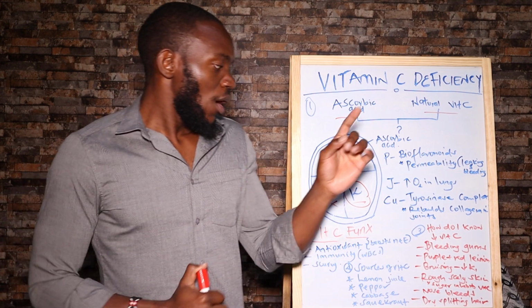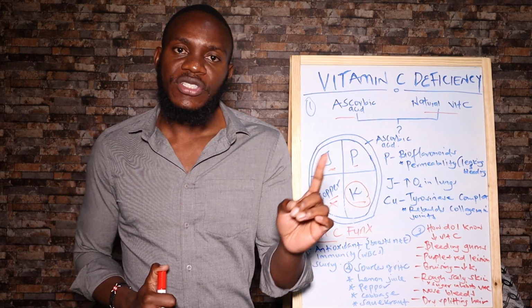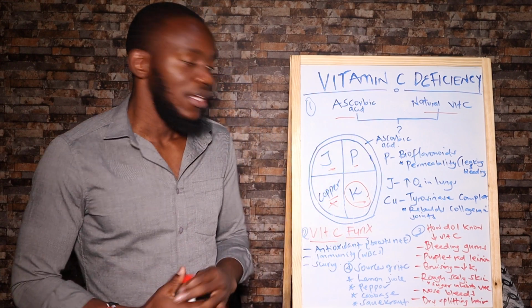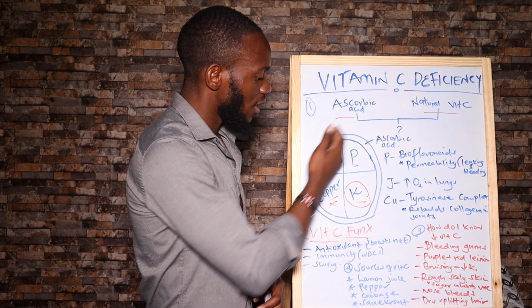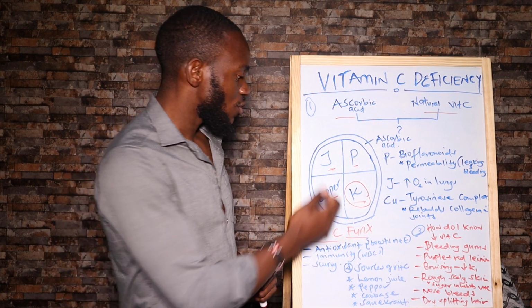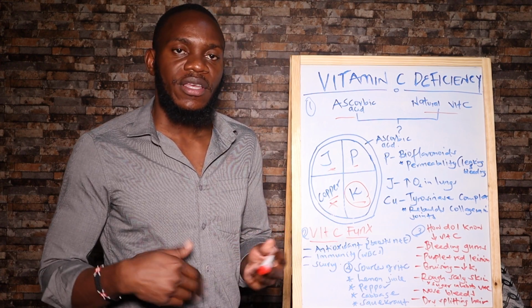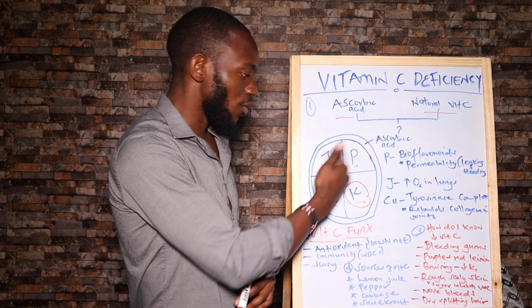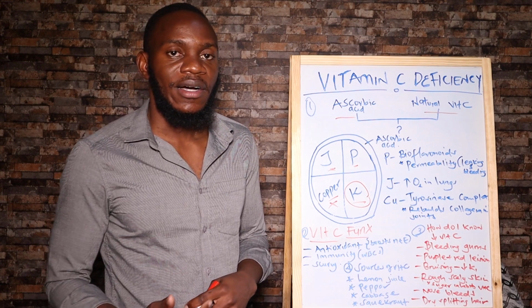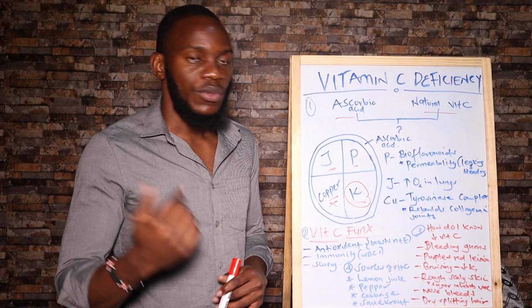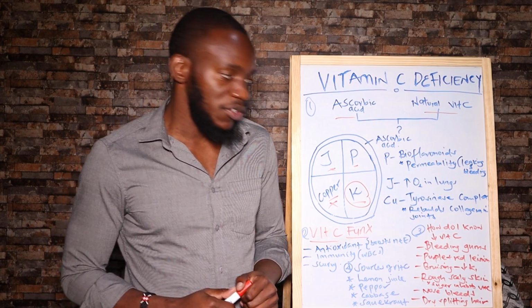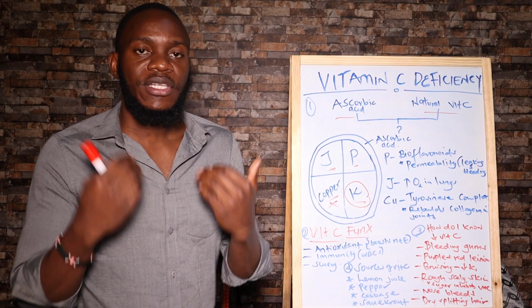Now, how do you know you have a deficiency in vitamin C? This is easy, because once you observe the diagram, you'll understand that once you lack J, P, K, and copper, all the effects that come as a deficiency of these four will provide symptoms that show you have vitamin C deficiency. Number one, bleeding of gums.